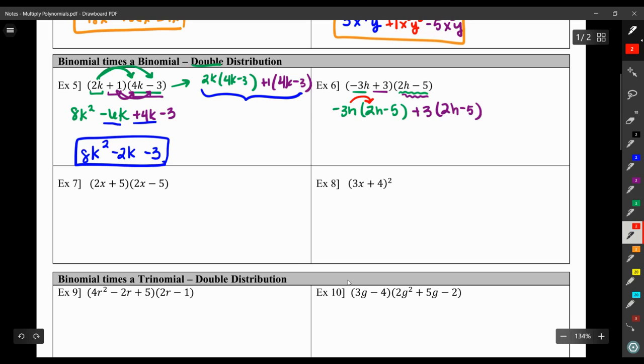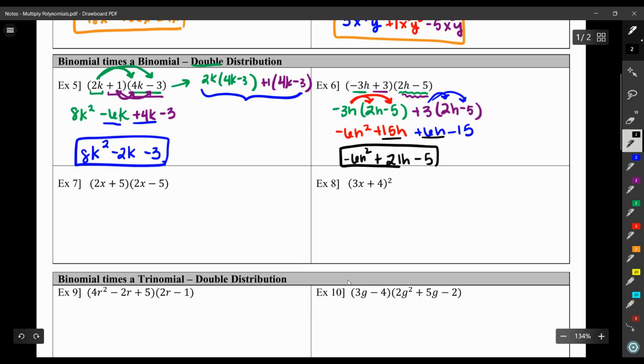So -3h times -h is -6h squared. -3h times -5 is positive 15h. Then 3 times 2h is 6h. And 3 times -5 is -15. So again, you have finished the multiplication. Now we're going to see if we can simplify this further by combining any like terms. We see that 15h and 6h are like terms, so we can add those together to make 21h, and everything else will just tag along. And so this is the multiplied trinomial from those two binomials.